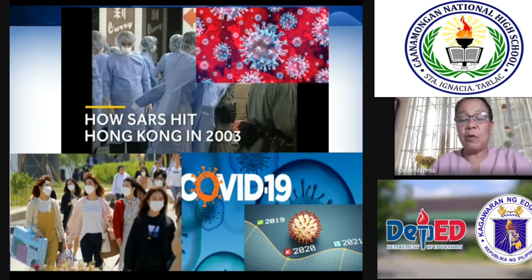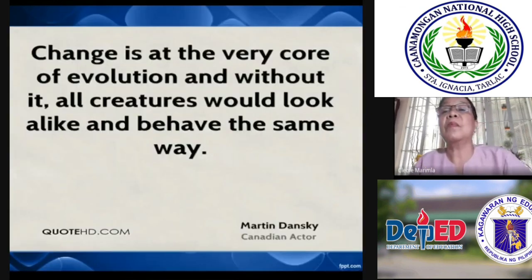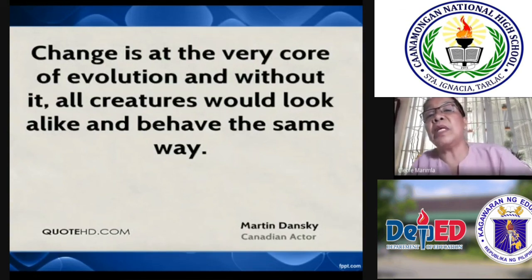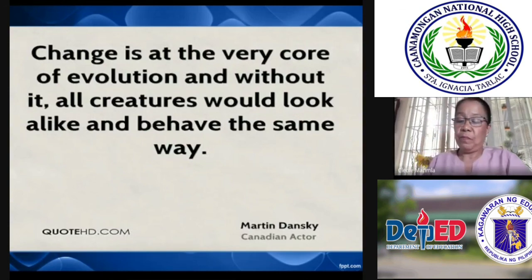That ends my lesson for today, and I hope that you have learned something. Change is at the very core of evolution, and without it, all creatures would look alike and behave the same way.